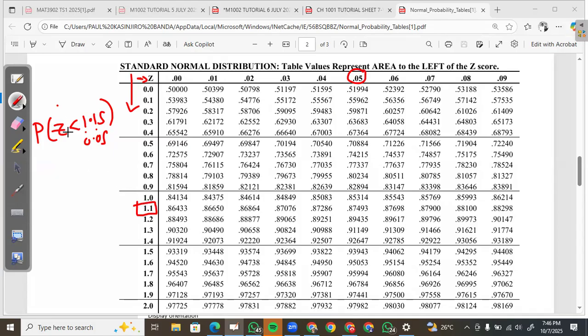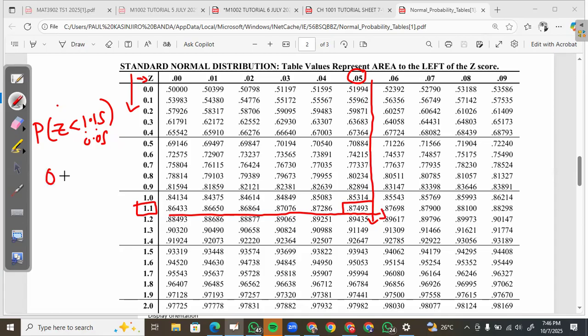So to find the probability that Z is less than 1.15, I'll go to 1.1, go to the right, the way I'm doing here. And then from 0.05, I'll come down like that. You can see where they are crossing, it is here. So this would be the probability that Z is less than 1.15.